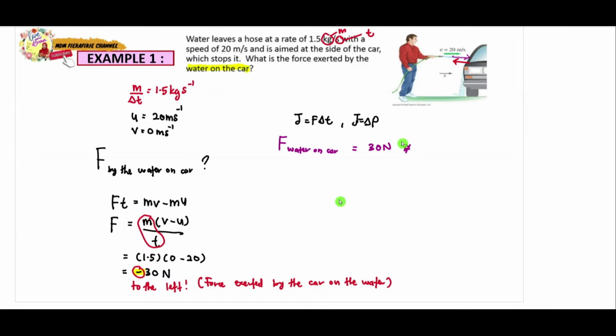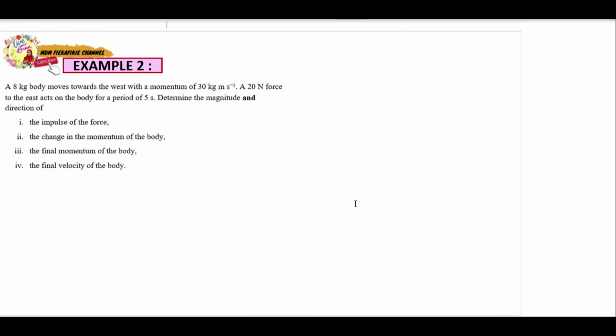What is the force exerted by the water on the car? Okay, so we finish example number 1. So let's proceed to example number 2. Now, question number 2, we have an 8 kg body that moves towards the west with a momentum of 30 kg meter per second. A 20 Newton force to the east acts on the body for a period of 5 seconds. Determine the magnitude and direction of the impulse of the force.